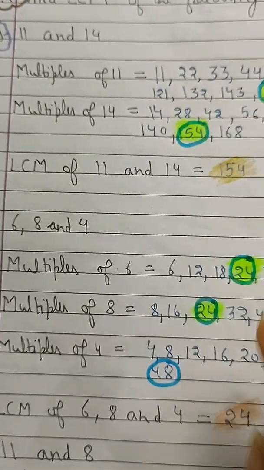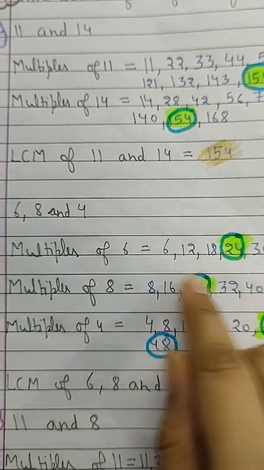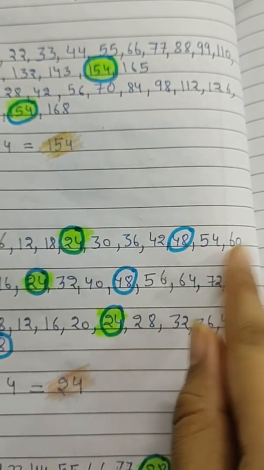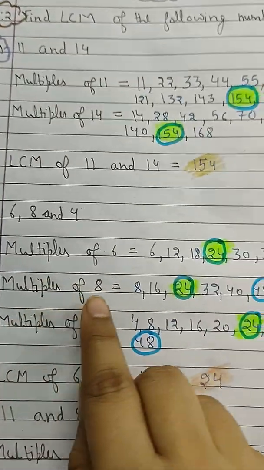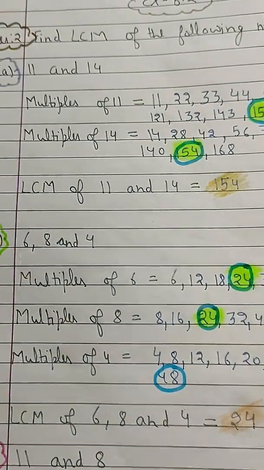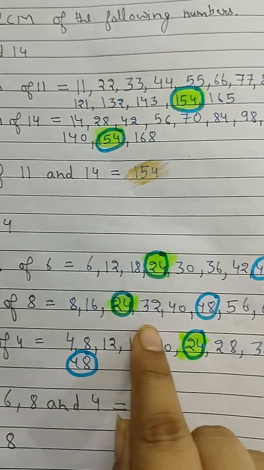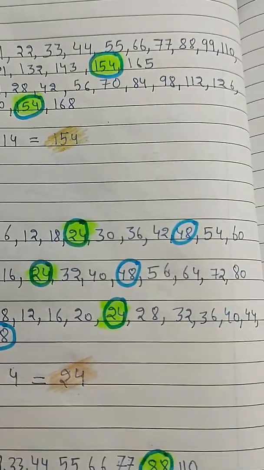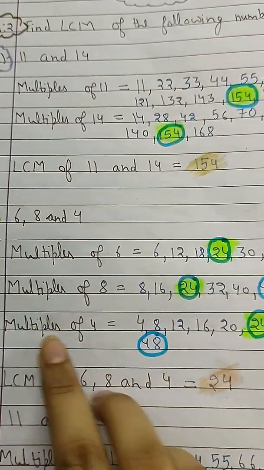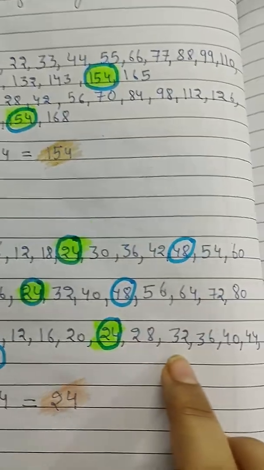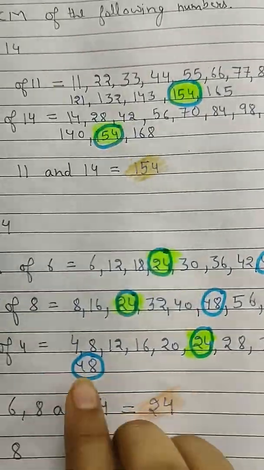Now multiples of 6: 6, 12, 18, 24, 30, 36, 42, 48, 54, 60. Now multiples of 8: 8, 16, 24. Here we have to find the LCM of 3 numbers. 8, 16, 24, 32, 40, 48, 56, 64, 72, 80. Both tables are till 10. Now multiples of 4: 4, 8, 12, 16, 20, 24, 28, 32, 36, 40, 44, 48.